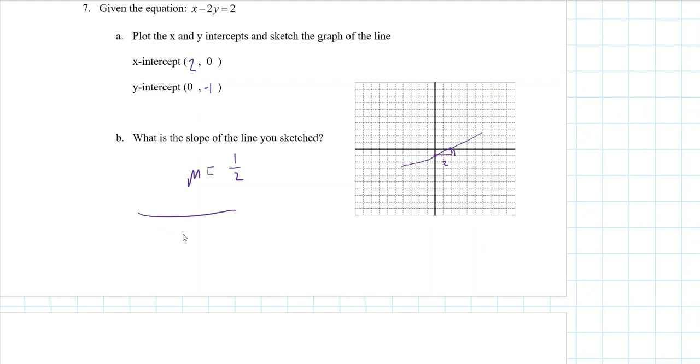Or if you prefer, again, you can use the formula. The slope is y2 minus y1, which would be 0 minus a minus 1 over 2 minus 0, which is 1/2, which is what we got from the graph.